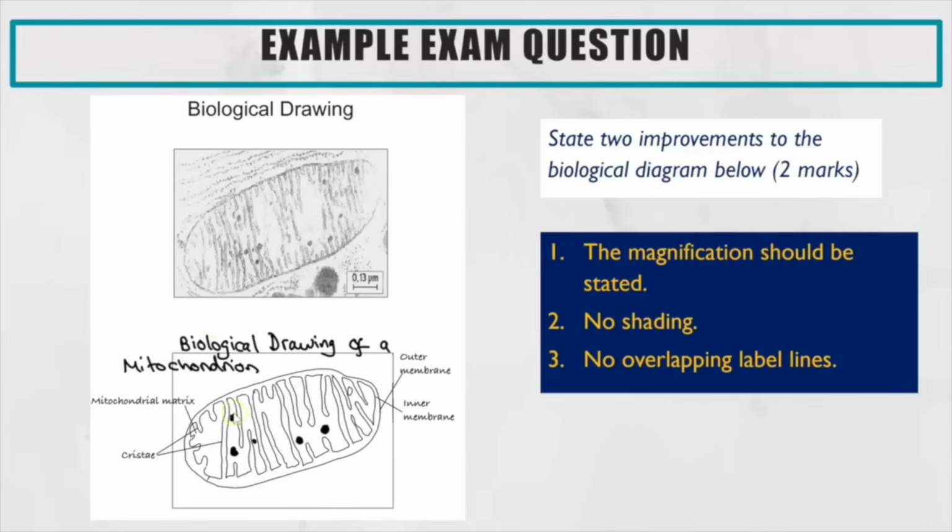So for example, we've got almost the same diagram, but this time we can see the label lines do overlap in multiple places. They have shaded in some of the structures. They have got a title, and it is to scale the diagram, but they haven't actually stated the magnification. So for 2 improvements, any of these answers would have got you a mark. So the magnification should have been stated. There should be no shading, and the label lines should not overlap.